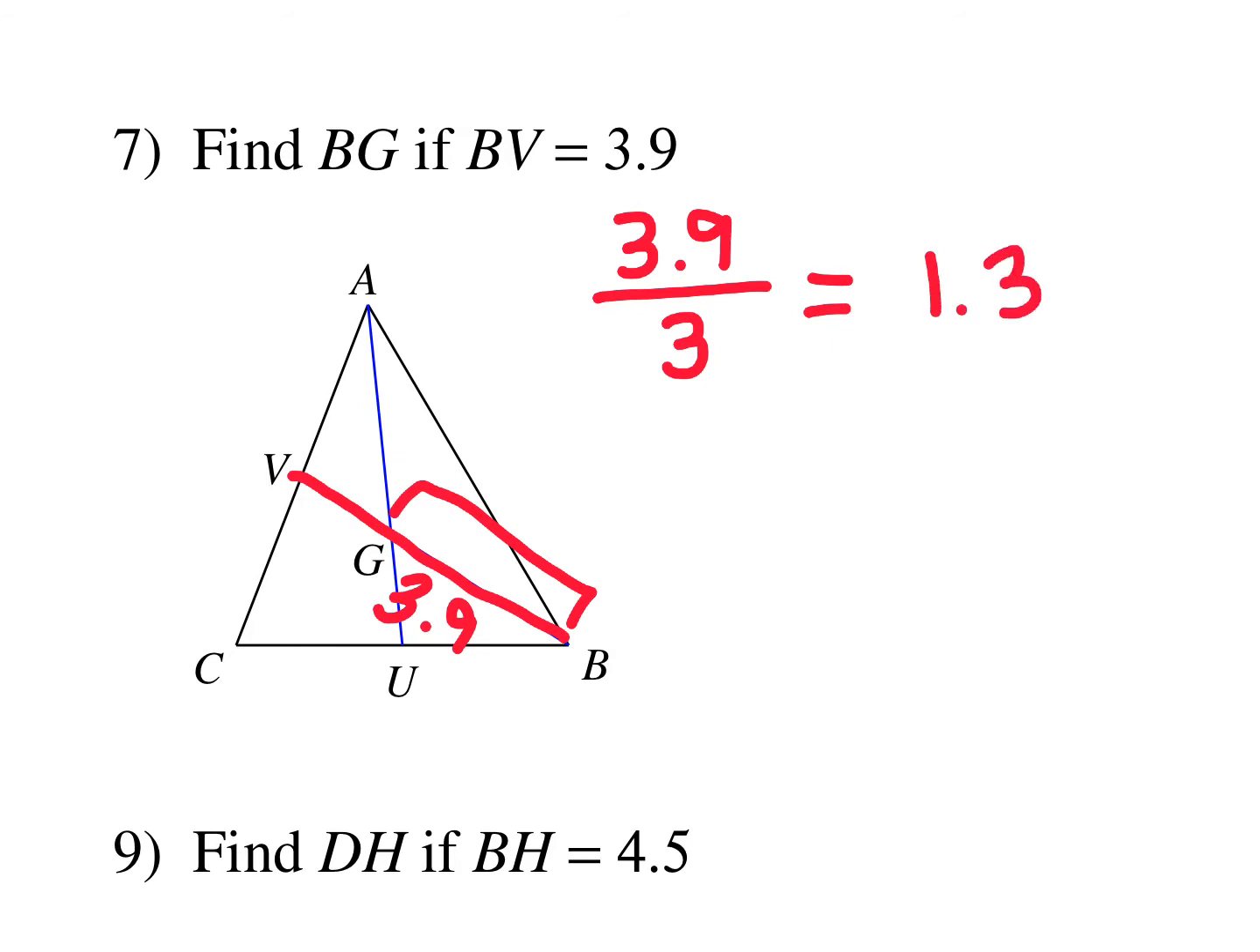So now we need to decide, is the piece that they want us to find 2/3 or 1/3? In this case, because it's touching the vertex, that's going to be the 2/3. So we're going to times this number by 2, which gives us 2.6.